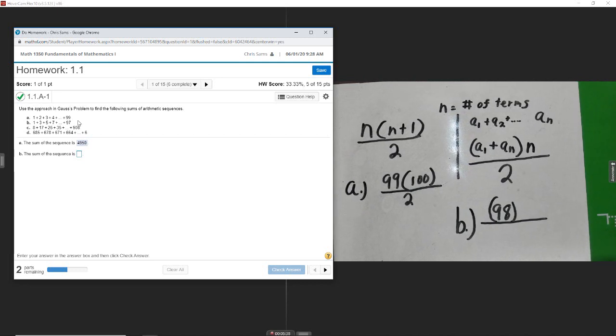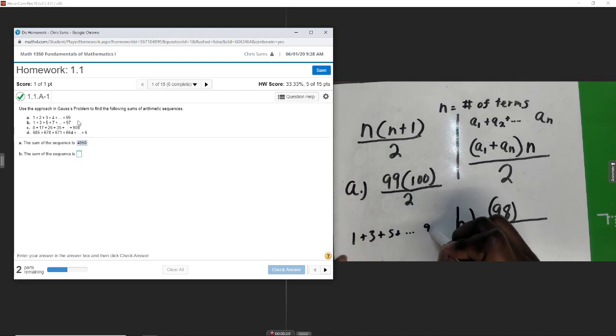And so let's see. If you look at that pattern on B, it's 1, 3, 5, so on, all the way up to 97. Okay, this pattern is counting by 2.